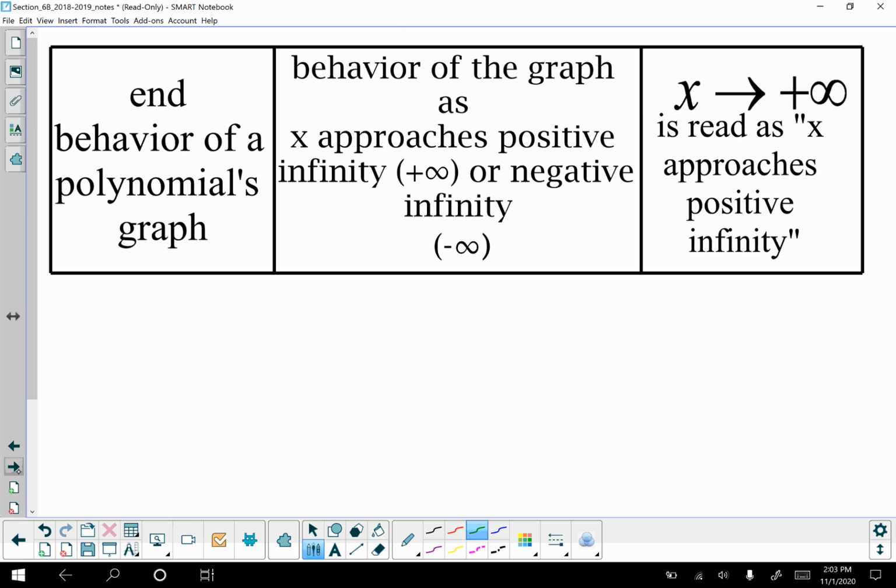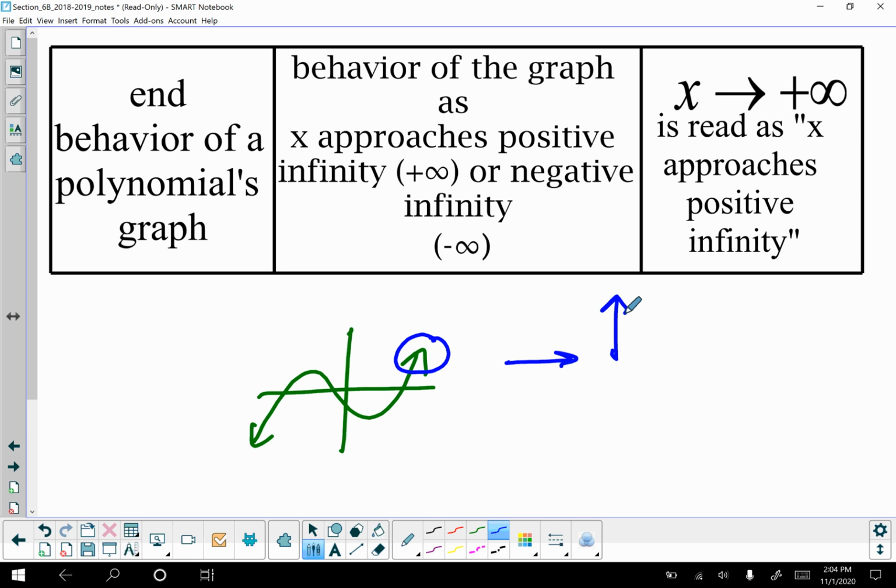Okay, so the end behavior. So let's just make a weird graph, something like this. Okay, so for the end behavior we're looking at where this is going. As my graph goes to the right, my end behavior goes up. And if I look over here, as my x value goes to the left, my end behavior goes down.